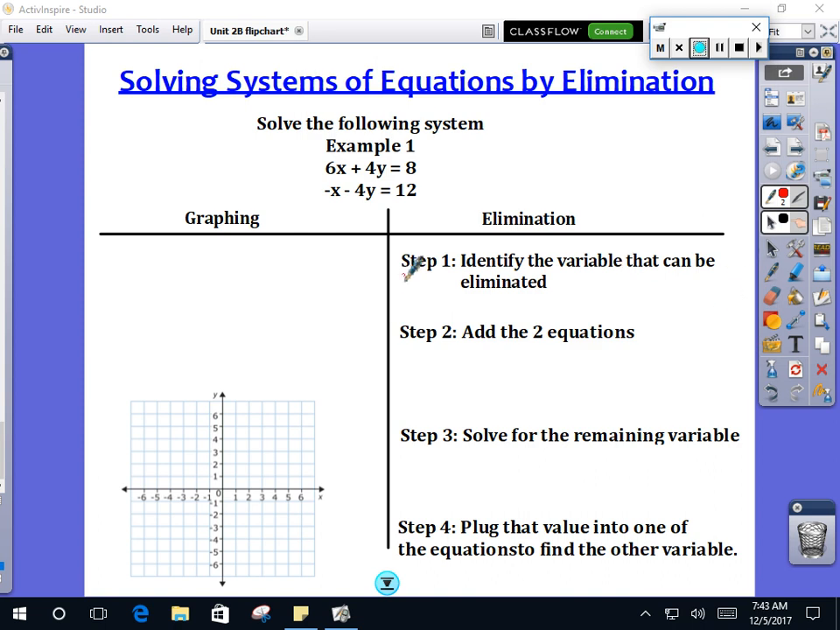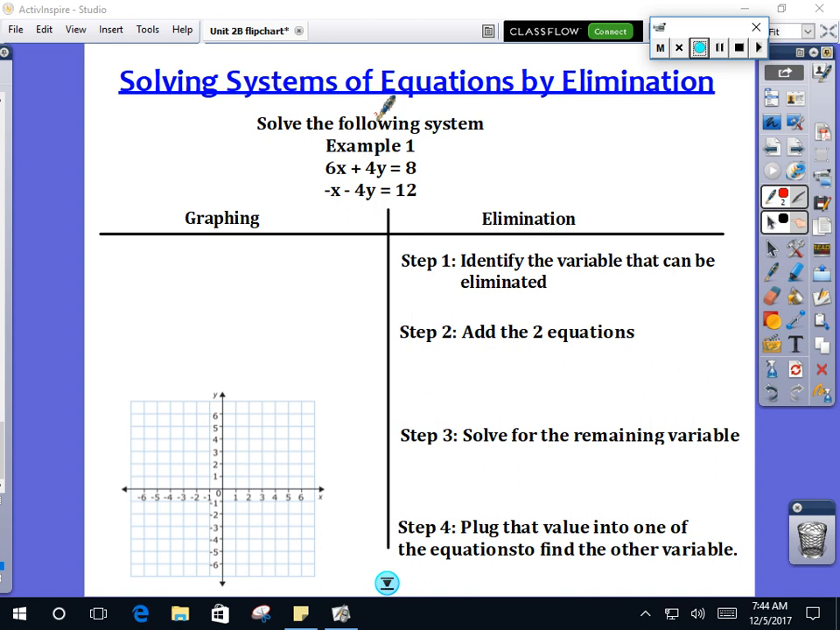Okay, today we are going to be learning how to solve systems of equations by elimination. It's very important that you pay attention to this lesson because tomorrow we will be moving on. So make sure you're paying attention so that tomorrow you'll understand how to do this, because it's going to have an extra step added in tomorrow.